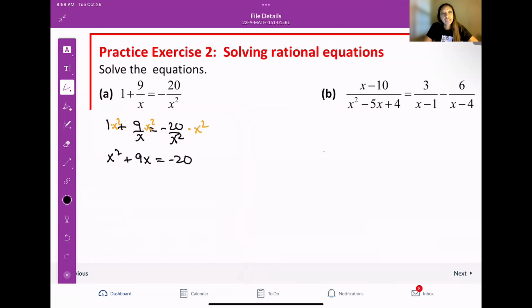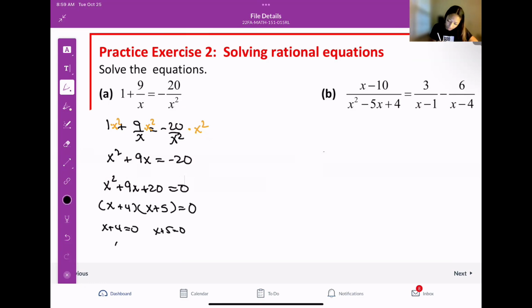All right, so when we simplify here, we end up with a quadratic equation, x squared plus 9x equals negative 20. If we add 20 to both sides, because remember, to solve quadratic equations you need to have all of your terms on one side, and then you want to try to factor. This would be x squared plus 9x plus 20 equals 0. And that factors very nicely, actually. It factors to x plus 4 times x plus 5 equals 0. So if we set each factor equal to 0, we get x equals negative 4 and x equals negative 5 as our solutions.